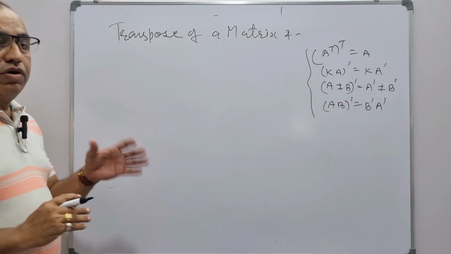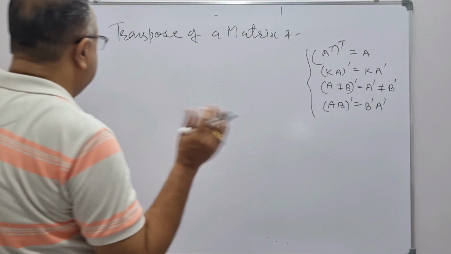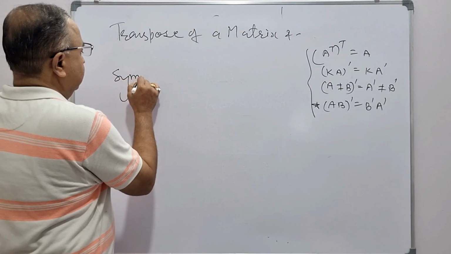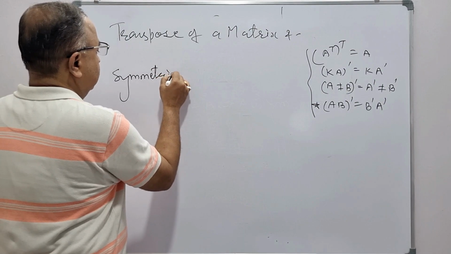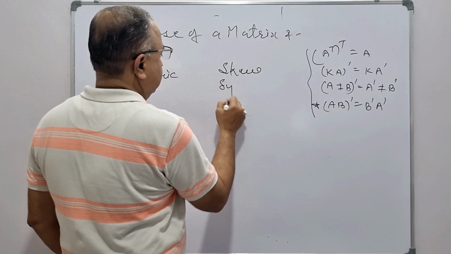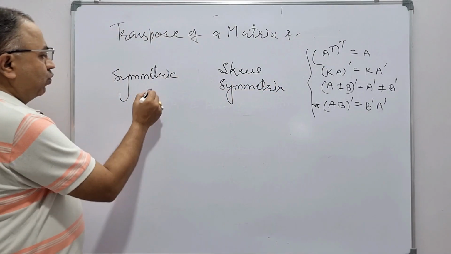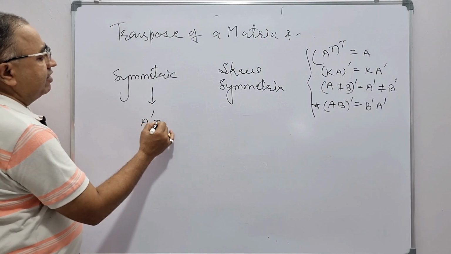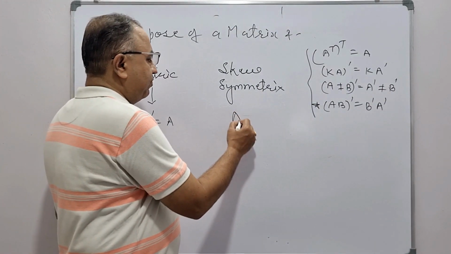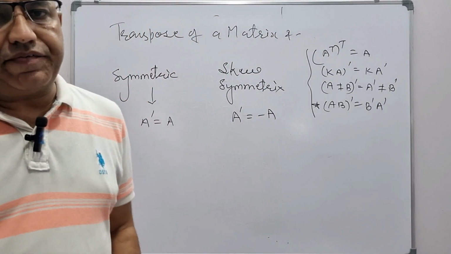Right. Now, on the basis of transpose, we defined the types of matrices, and there are two types of matrices we will discuss here: symmetric and skew-symmetric. Whenever you say that the transpose of a matrix is the matrix itself, it's called symmetric. But if you find the transpose of a matrix and it is the same as negative of A, it's called skew-symmetric.